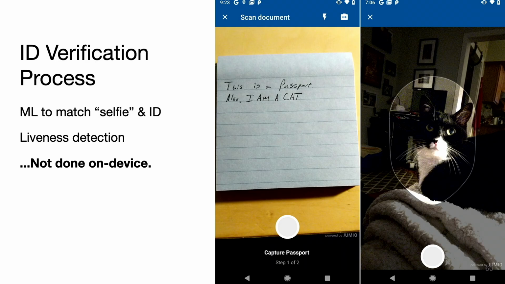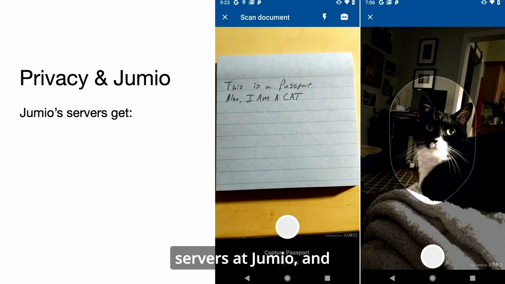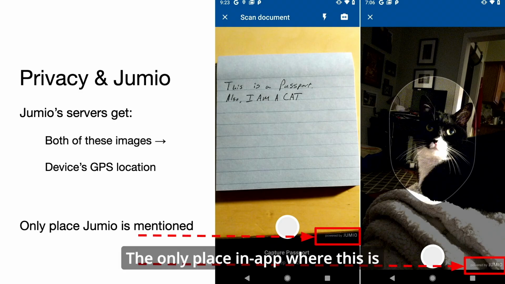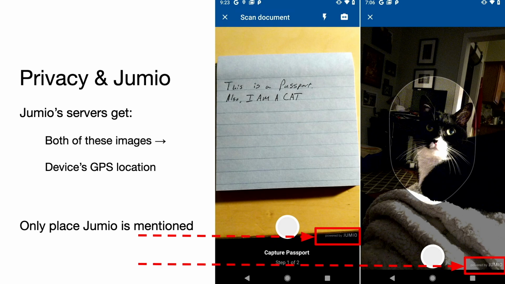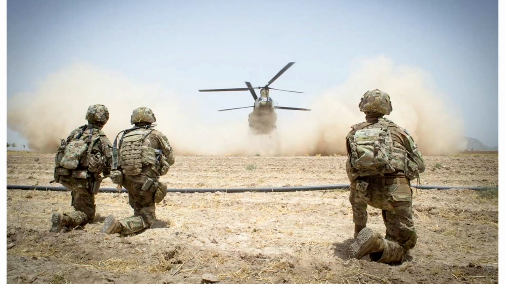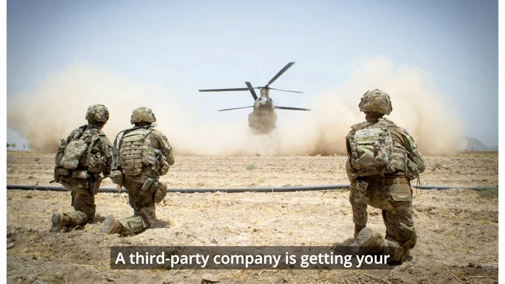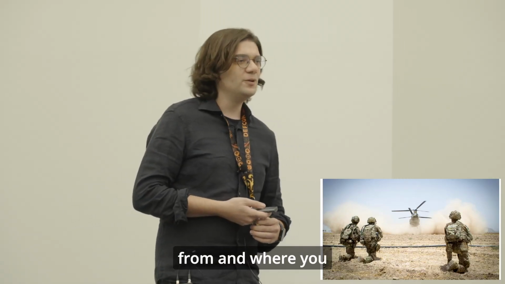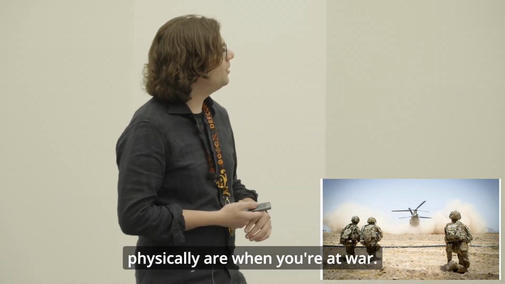However, none of this is done on the device. What's happening here is that a video is actually shoved off to servers at Jumio, and they get both of these images and the device's GPS location. And the only place in-app where this is mentioned is in the bottom right corner of these photos on these interstitial screens, right? So no one knows that this is happening. And I wouldn't be such a stickler for this, but the actual initial use case for this was soldiers in theater. So a third-party company is getting your photo ID, your GPS location, where you're actually from, and where you physically are, you know, when you're at war.